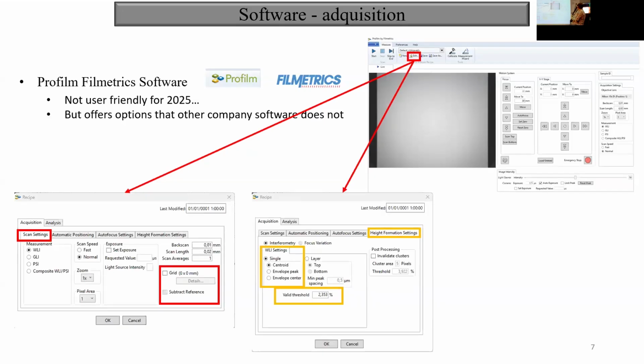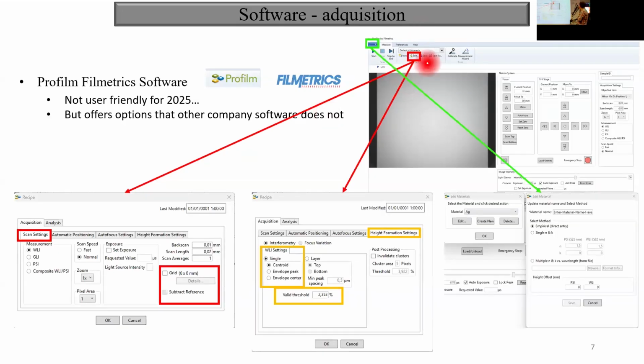Okay, this is an example of how you have to access different locations to, for instance, get to the grid mode or change this parameter in the fitting of the interferometry. That is really important. You have to enter here, then go here. For setting different setups of materials, you have to go there. I mean, it's not user-friendly, but I think it's helping a lot to have these options, okay?